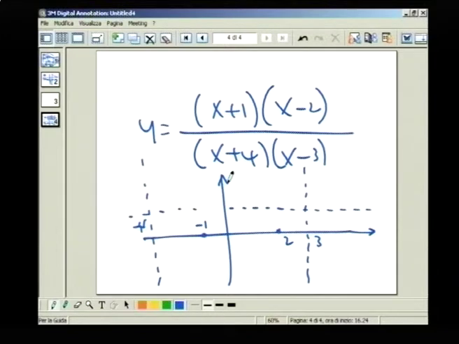All right, so what about at x equal to 0? At x equal to 0, y is equal to minus 3 over minus 12, which is equal to 1 over 6. So it passes by these points: the point (0, 1/6), (-1, 0), and (2, 0). It has a vertical asymptote at x is equal to 3, and another one at x is equal to minus 4, and a horizontal asymptote y is equal to 1.